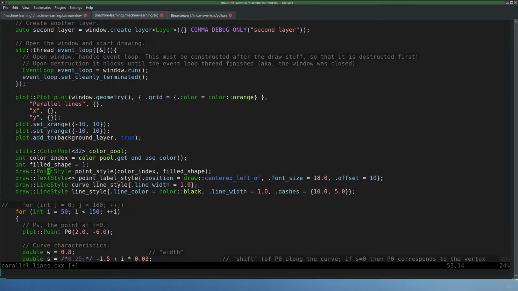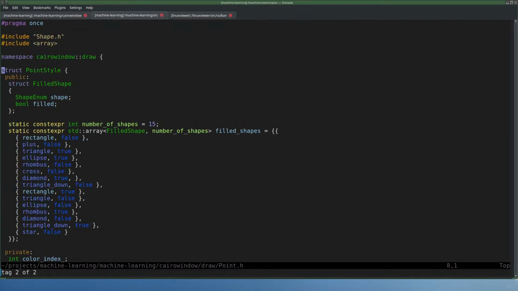Style. I want to use a circle or an ellipse, and I guess I need to use 0, 1, 2, 3. Oh, 3 already, but this one is filled. 3, 4, 5, 6, 7, 8, 9, 10. And I'll use number 10 for the fill shape.